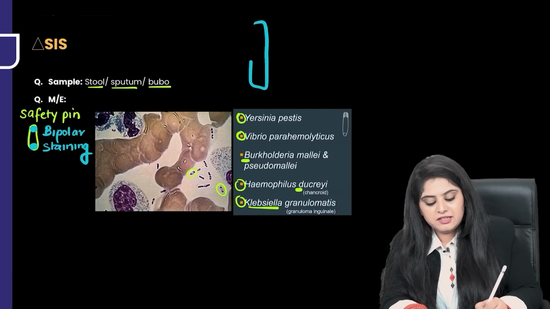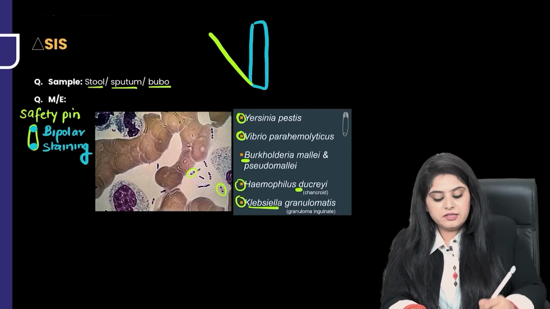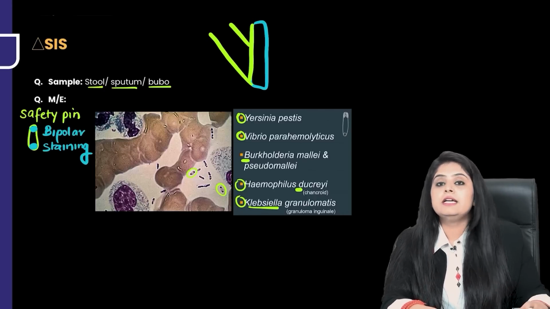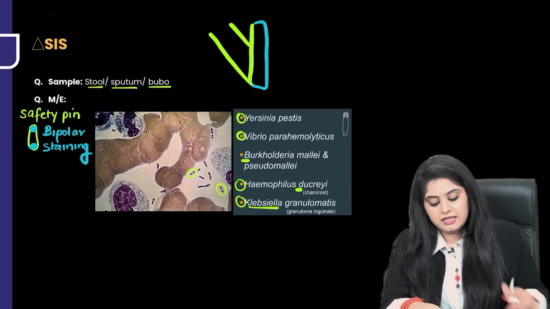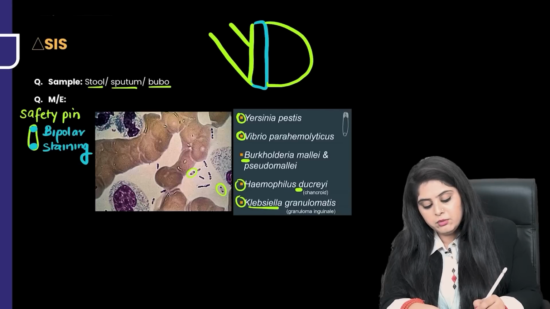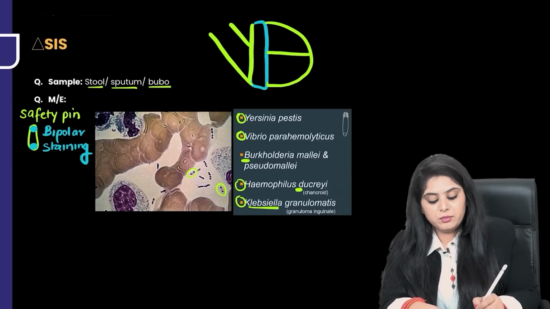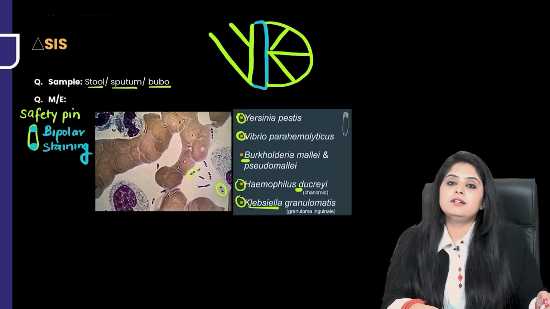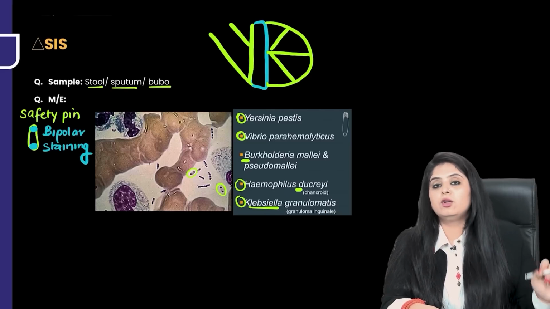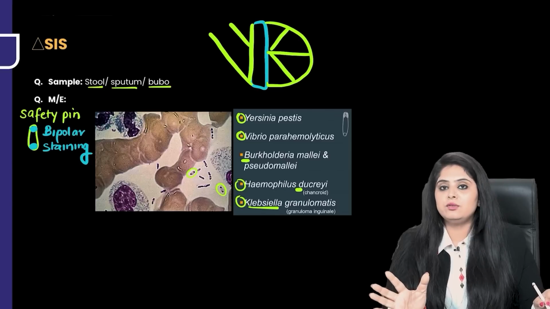So pehle in the exam, make a safety pin. If you make a V out of it, it is Vibrio parahaemolyticus. If you make a Y out of it, it is Yersinia pestis or plague. If you make a D out of it, Haemophilus ducreyi. You make a B out of it, Burkholderia mallei, pseudomallei. And you make a K out of it, Klebsiella granulomatis. Bas fill all the lines, practice this once on your own and you are sorted.